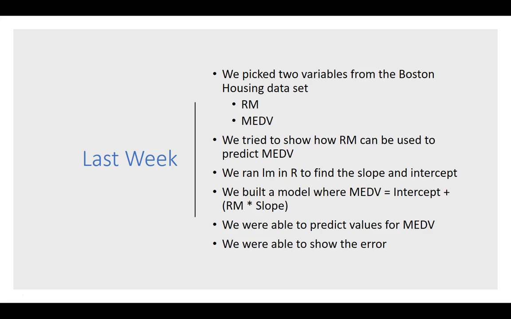So we built a model where medv is equal to the intercept, which our function in R gave us, plus the RM variable times the slope, which also came from our function in R. And we were able to predict values for medv based on the average number of rooms in any of the neighborhoods in that file. We were also able to show the error, how inaccurate our model could be.